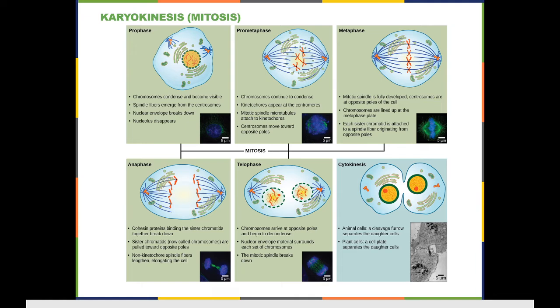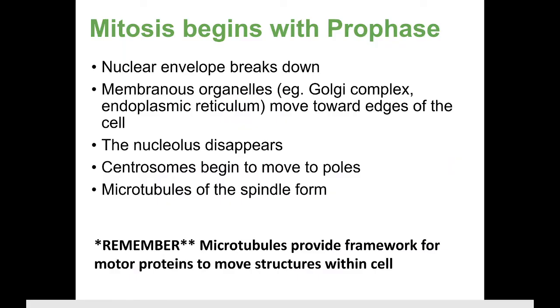But let's jump in. You're going to want to remember the order that these things happen in, and it's really easy because it's PMAT. PMAT: prophase, metaphase, anaphase, telophase. It's really hard to forget if you just remember PMAT. You don't have to worry about cytokinesis because it's not part of mitosis. All right, mitosis begins with prophase.